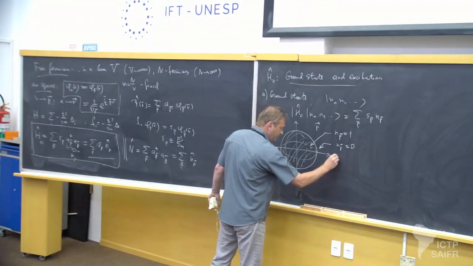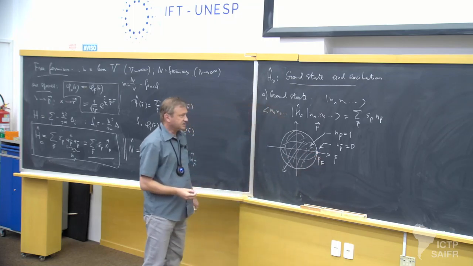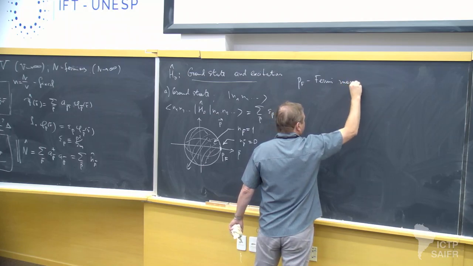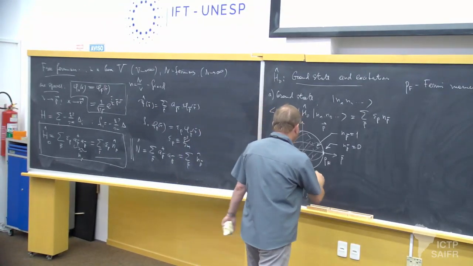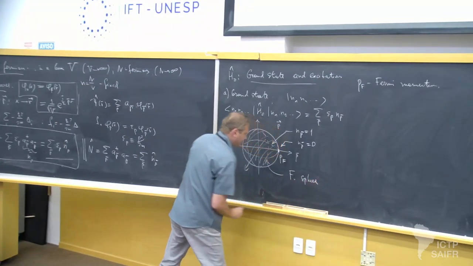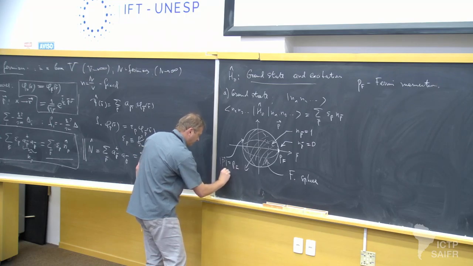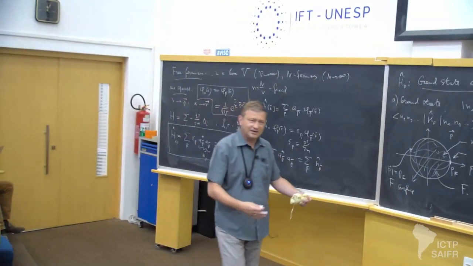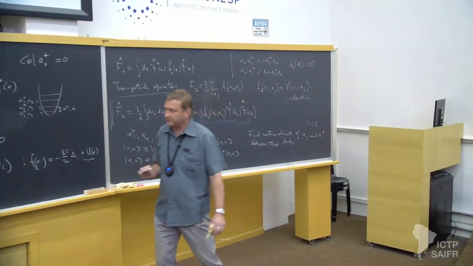So if this is p, all these axes, this is p_F. It's called the Fermi momentum. And all this occupied volume is called the Fermi sphere. And the surface, where p equals p_F, is called the Fermi surface. This is one of the basic, most important parts in the theory of Fermi systems. So below, everything is occupied with probability 1. Outside is all empty.